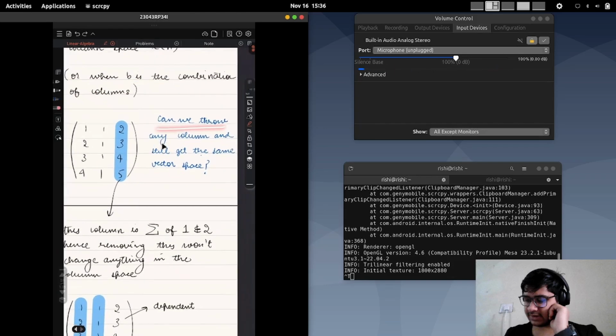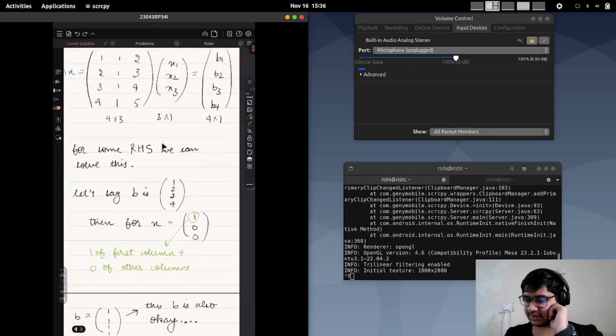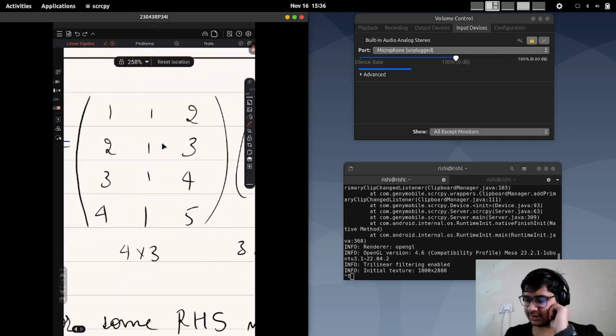Can we throw any column away and still get the same vector space? 100%, because the summation of these two columns is resulting in this. So we can throw this column away, and using combinations of these two we can still get the column space which you are getting using these three vectors.